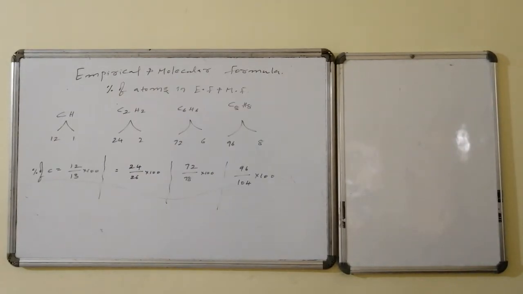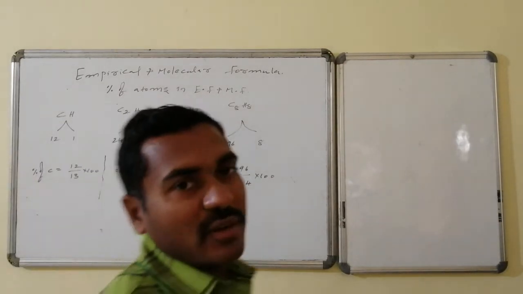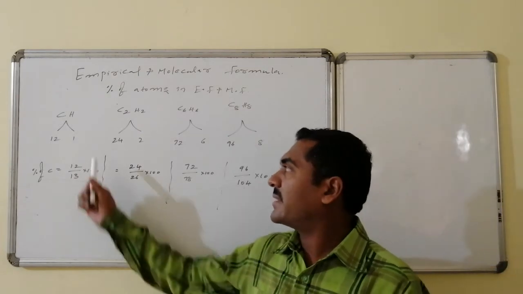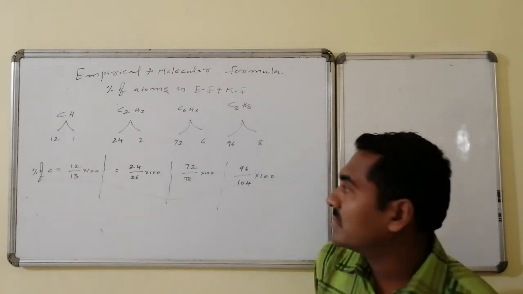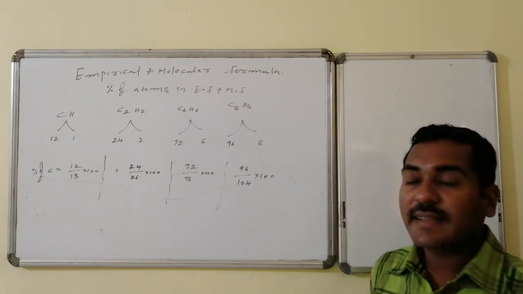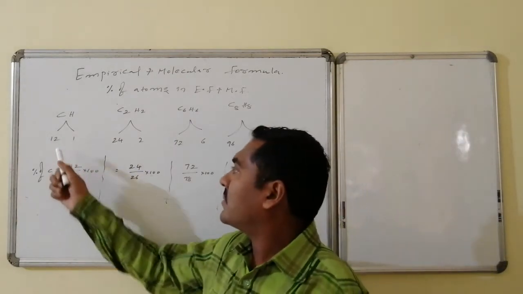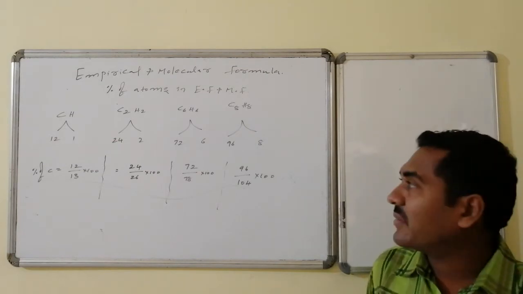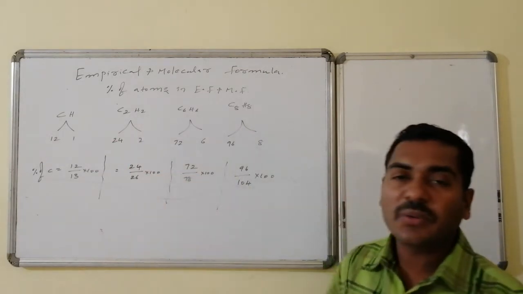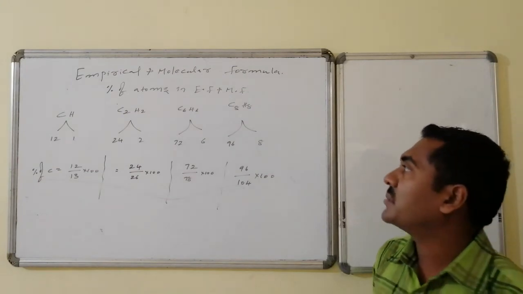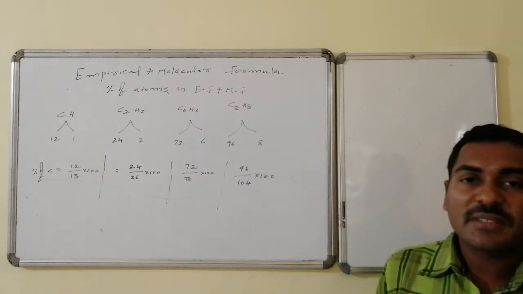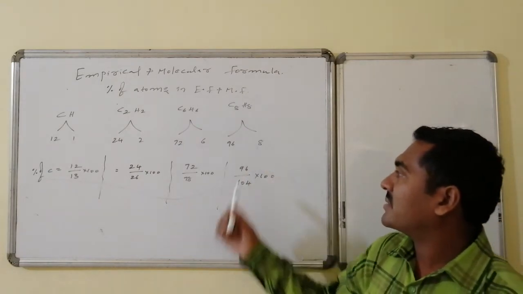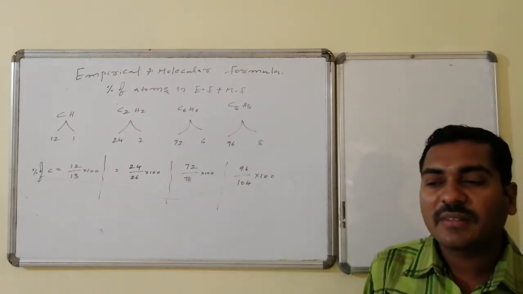The percentages of atoms in the empirical as well as the molecular formulas discussed: CH, C2H2, C6H6, C8H8. In CH, one carbon and one hydrogen, the corresponding weights of carbon and hydrogen are 12 and 1. Here 2 carbons, 2 into 12, 24, 2 hydrogens, once again 2. 6 carbons, 6 into 12, 72, and 6 hydrogens, once again 6. And here 8 carbons, 96, followed by 8 hydrogens, that is 8.